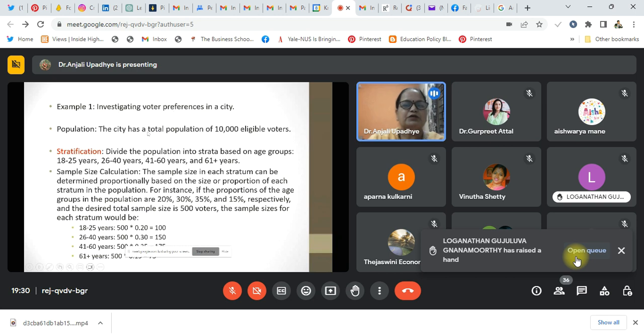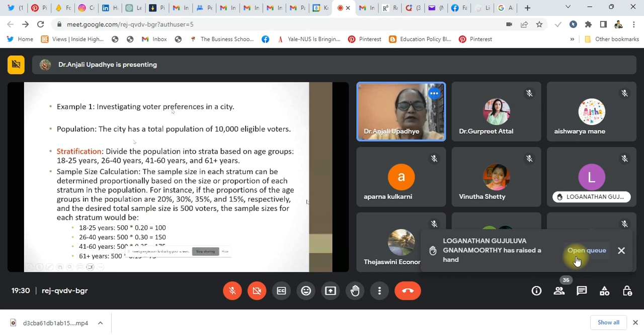Here is an example, investigating voter preferences in a study. Suppose a city has a total of 10,000 eligible voters. For stratification, we divide the population into strata based on age group: 18 to 25, 26 to 40, 41 to 60 and 60 plus years. So here are four groups, and my total population size is 10,000. The sample size of each stratum will be determined proportionately, based on the size of the proportion.